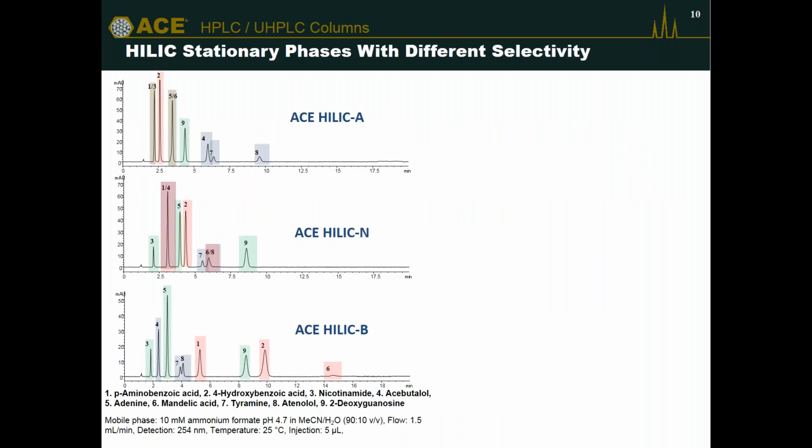So what does that mean chromatographically? Well, here we have the same 3 columns, an acidic column, a neutral column, and a basic column. And this is a mixture of 9 polar compounds. It contains acidic, basic, and neutral analytes. So a variety of different compounds analyzed under the same conditions on each of the different columns.